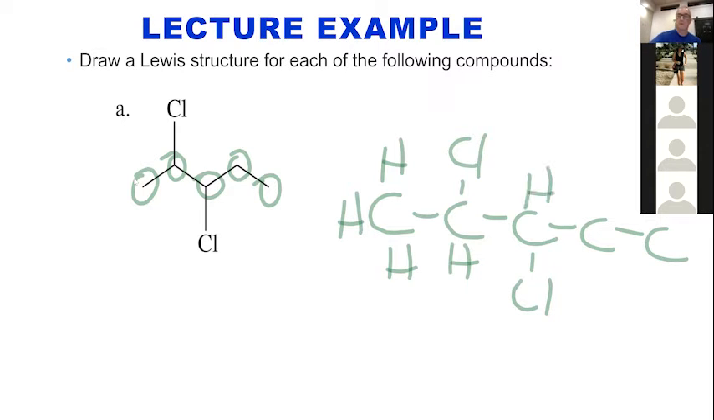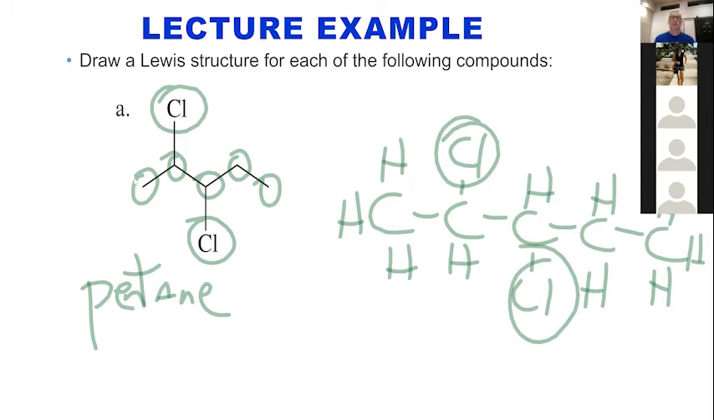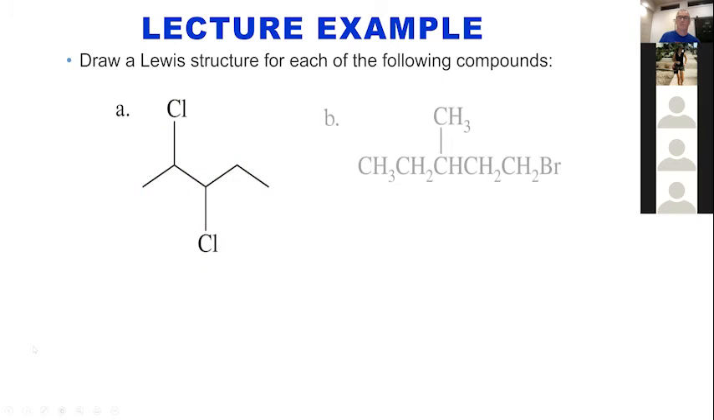You still have to draw the hydrogens, right? If it's a Lewis structure, then yes. If it's not a Lewis structure, then no. And so we would call this, since it's 1, 2, 3, 4, 5, that's pentane. And we would say it's 2,3-dichloropentane, because it has 2 chlorines on it, and the positions are 2 and 3. Now let's look at the next one. So what's the length of my carbon chain this time?